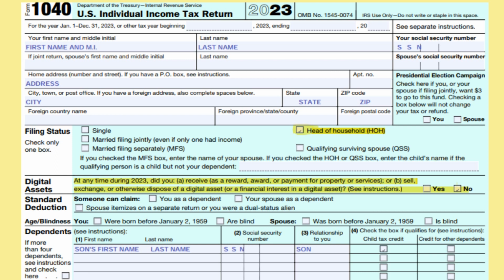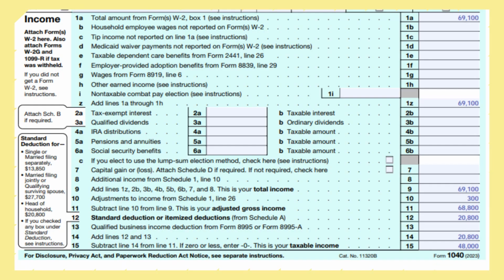At the top of the form, put your name, address, and Social Security number. Under the Filing Status section, check the box that you're head of household filing status. Make sure to answer the question regarding digital assets. Under the Dependent section, put your son's first and last name, his Social Security number, his relationship to you, and check the box that he qualifies for the child tax credit.